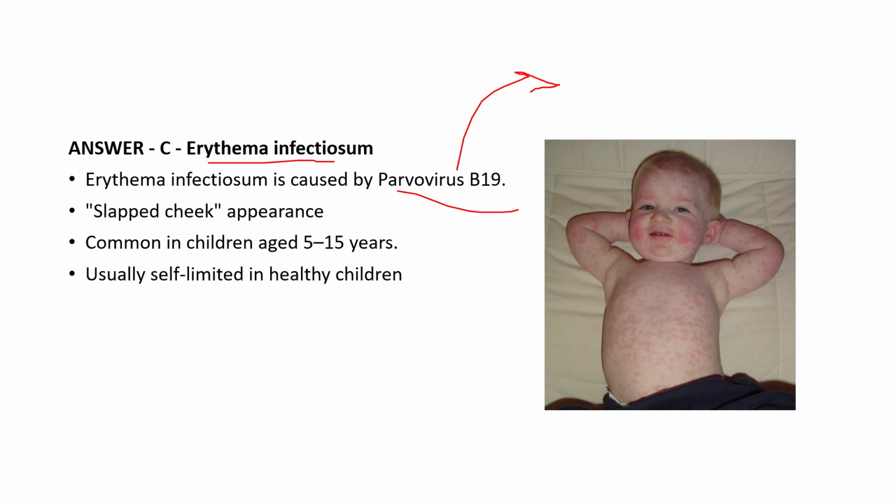Okay, so those are the things. Remember, it can cause aplastic crisis. That is like a repeated question. In sickle cell anemia, the infection that is causing aplastic crisis in the patient is parvovirus B19. So there is slap cheek appearance, common in children aged 5 to 15 years, usually self-limited.